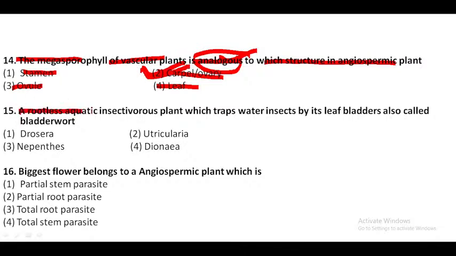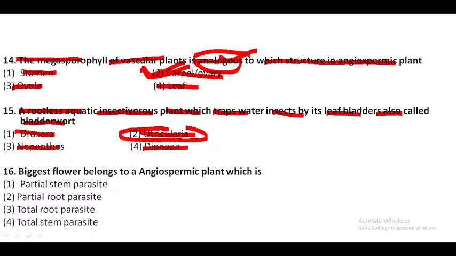15th question: a rootless aquatic insectivorous plant which traps water insects by leaf bladders, also called bladderwort. First is the Drosera, second is the Utricularia, third option Nepenthes, fourth is the Dionaea. So your answer goes to the second, that is Utricularia, which is also known as the bladderwort.